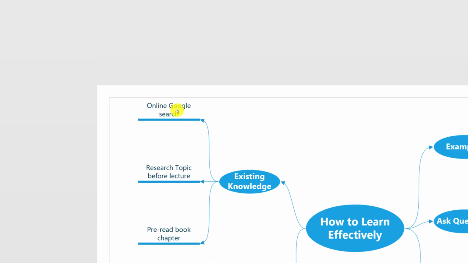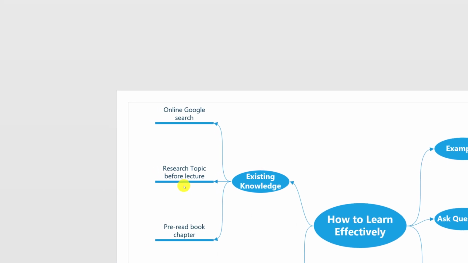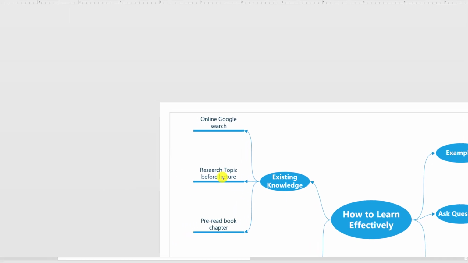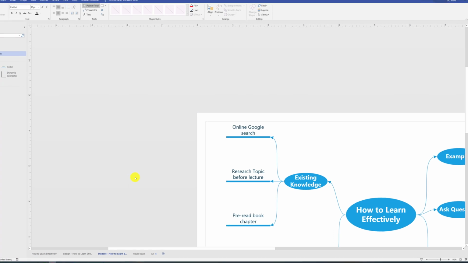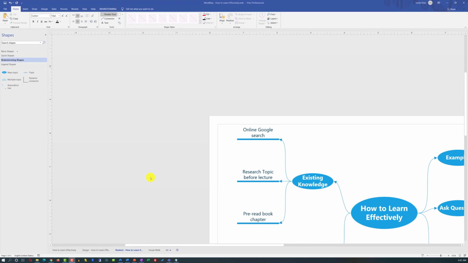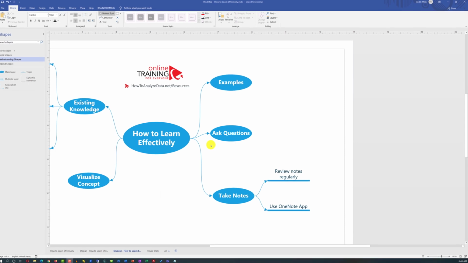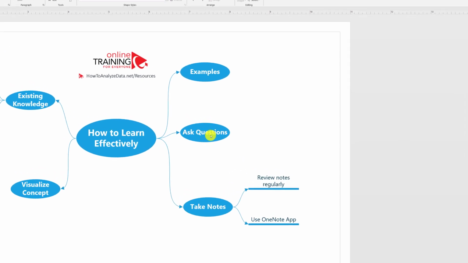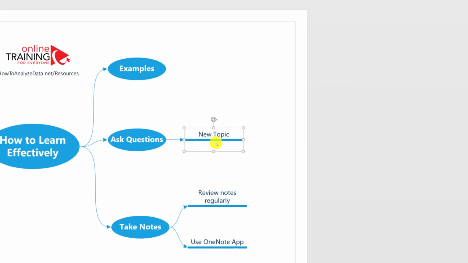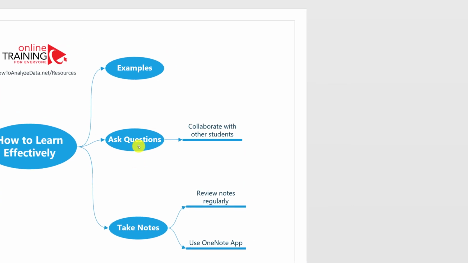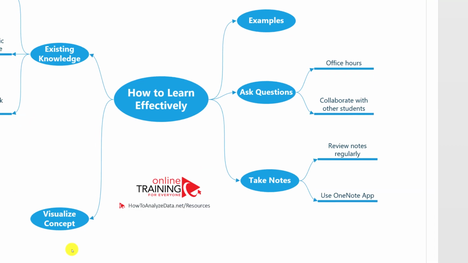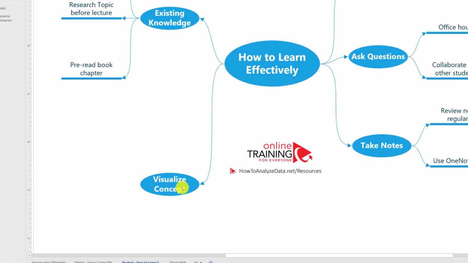What's interesting is that online Google search and pre-reading of the book chapter could be variations of the research topic before lecture. It doesn't matter where you put them, as long as you capture the idea on the mind map and also follow the process. You can also improve your learning by asking additional questions. For example, you can collaborate with other students, or you can join the professor or teaching assistant with your questions during their office hours.